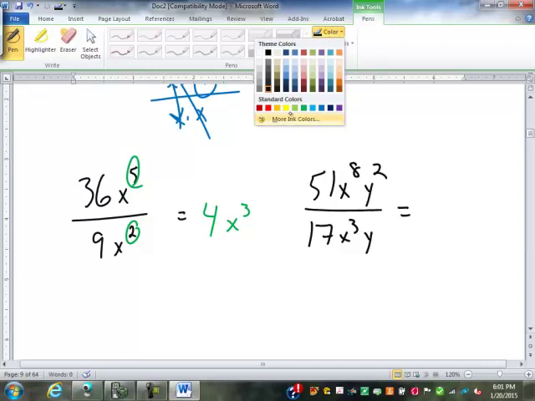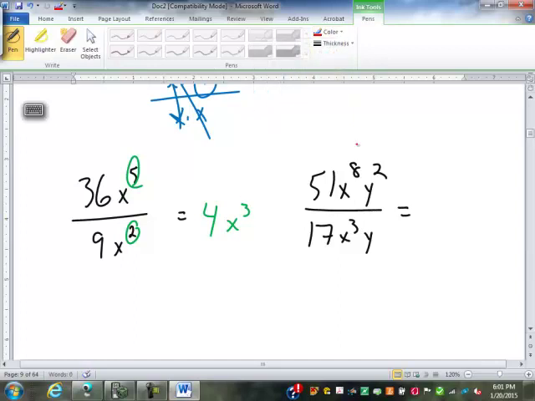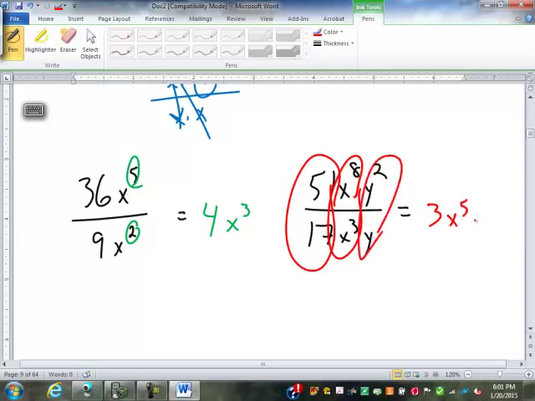We're going to have this one. We have more than one variable. 51 divided by 17, 3. X to the 8th divided by x to the 3rd, x to the 5th. Y squared divided by y? Just y. There we go. What do you think? Questions? You good? Okay.